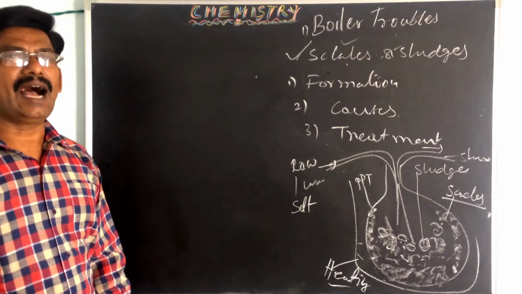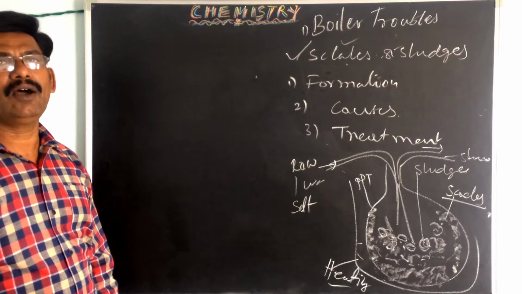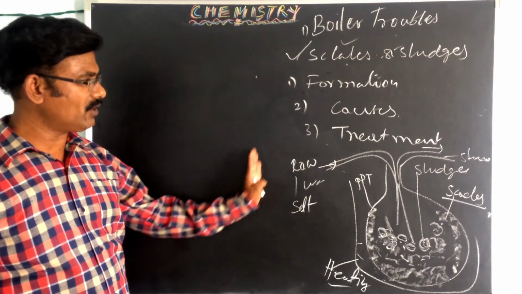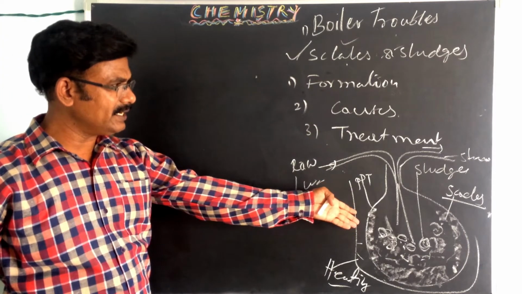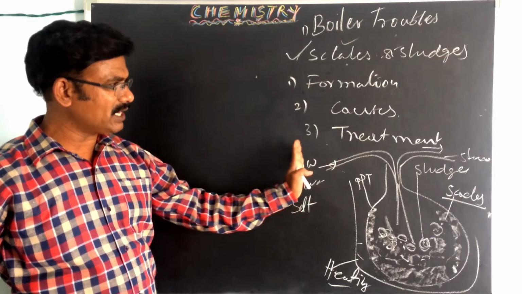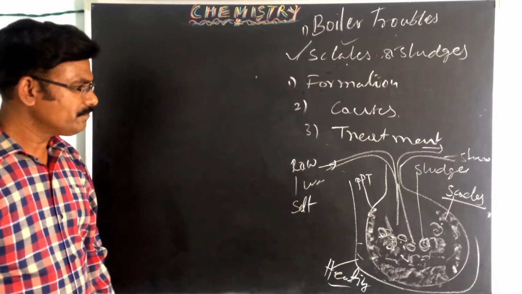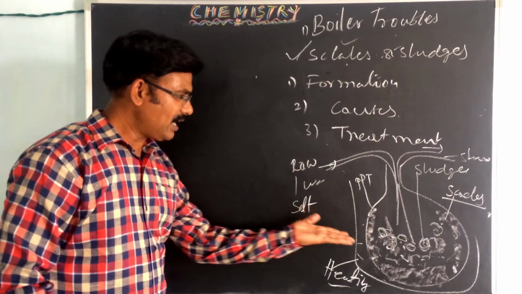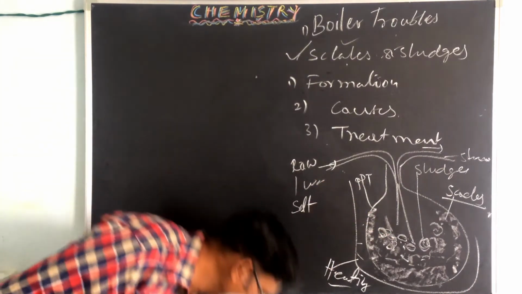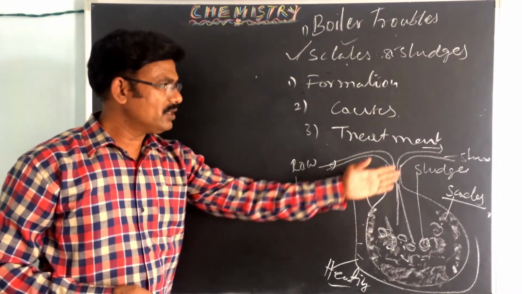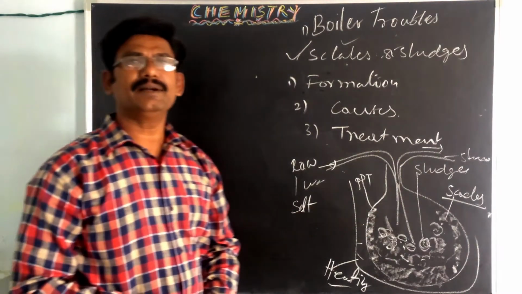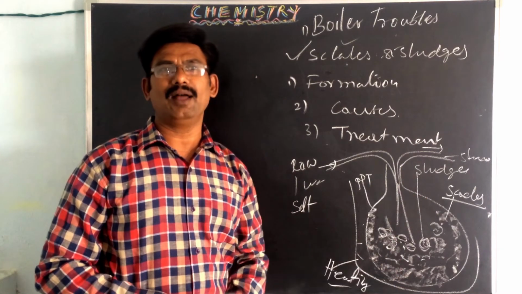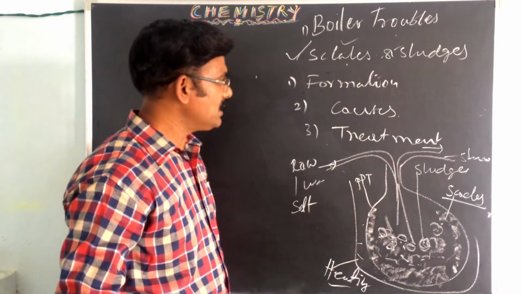Now, how do scales and sludge form? The formation takes place when raw water comes inside and salts precipitate, because the water is continuously converted into steam. Here two types are there. One is sticking and adhering, the scales. The other is salts floating and slimy in nature. They are the sludges, and the sludges are not sticky to the walls of the boilers.